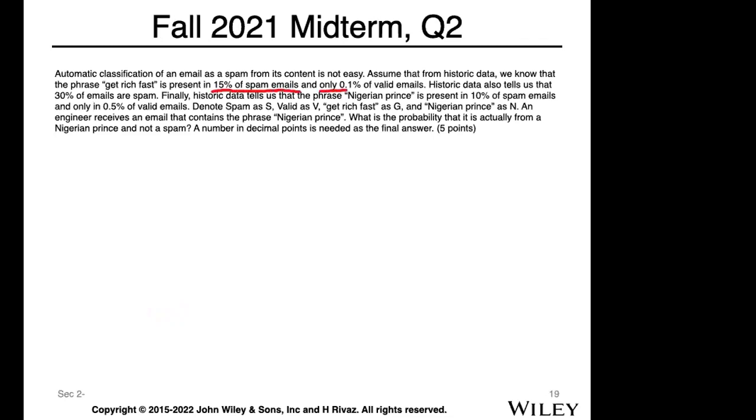And only 0.1% of valid emails. Historic data also tells us that 30% of emails are spam. Finally, historic data tells us that the phrase Nigerian prince is present in 10% of spam emails. I actually know people who have fallen for this, not for the Nigerian prince, but for similar tricks.